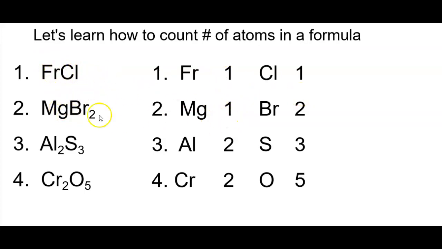Magnesium, nothing after it, so 1. 2 after bromine, so 2. Aluminum has 2, because there's a 2 after it. Sulfur has 3, because there's a 3 after it. Chromium has 2, and oxygen has 5.